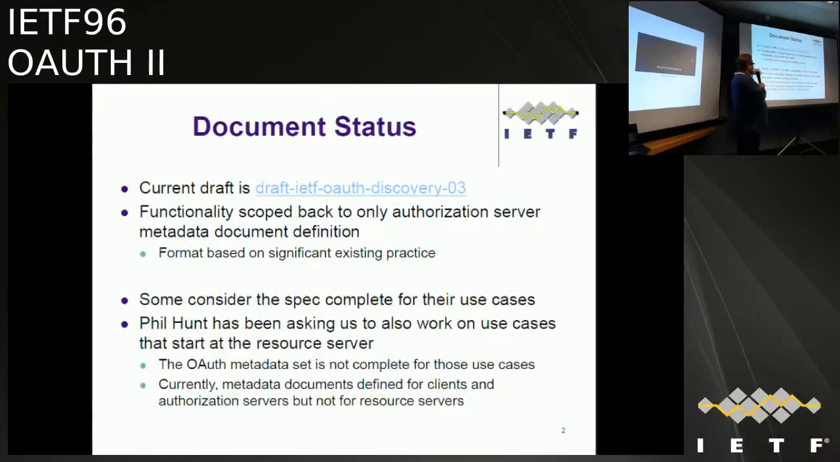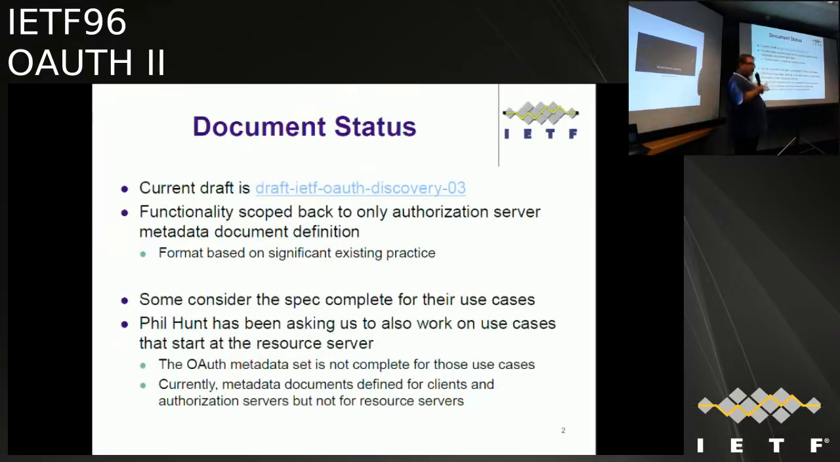Some in the working group considered the spec complete for their use cases, which was true. Phil Hunt, among others, who I'm sorry couldn't be here this time, but he's online. Hi, Phil. Had been asking us to also work on use cases where the flows start at the resource server rather than at the authorization server or the client. And we've all readily admitted that the OAuth metadata isn't complete for those use cases.